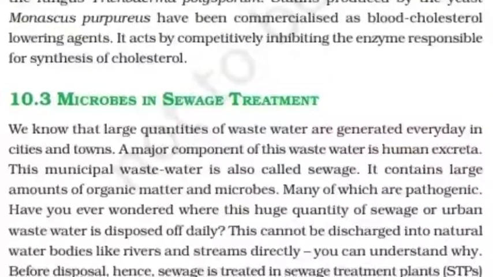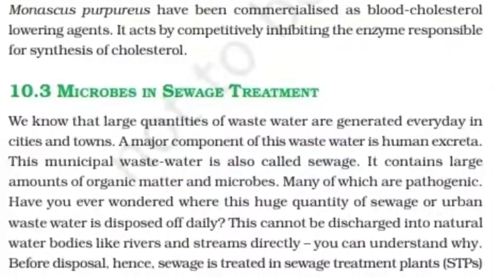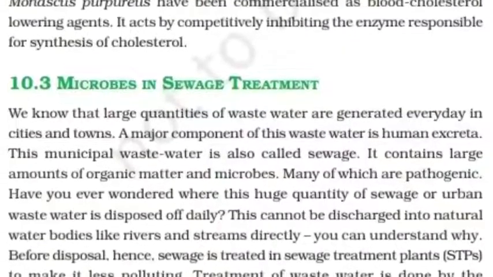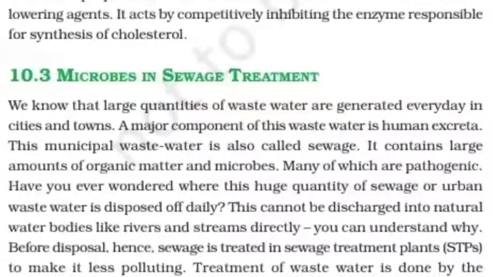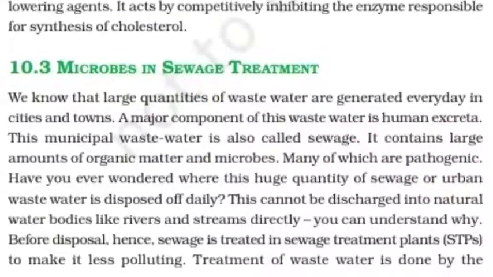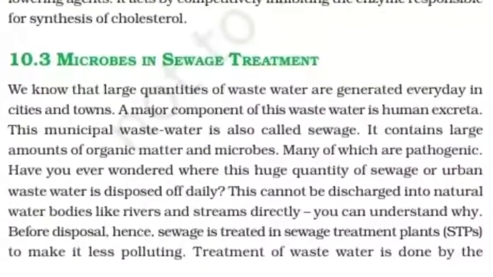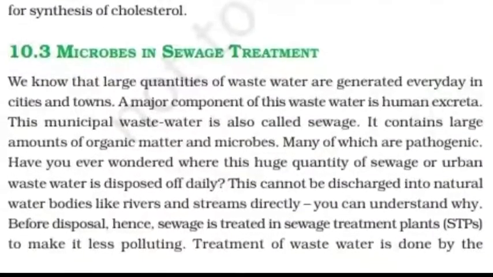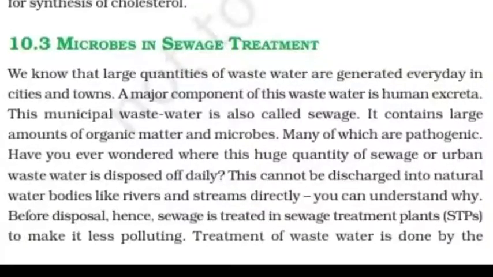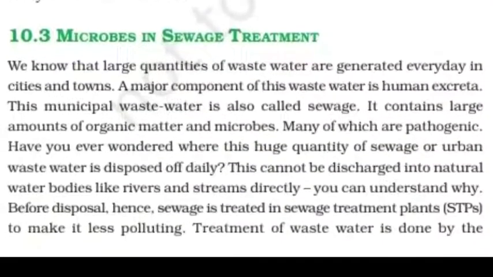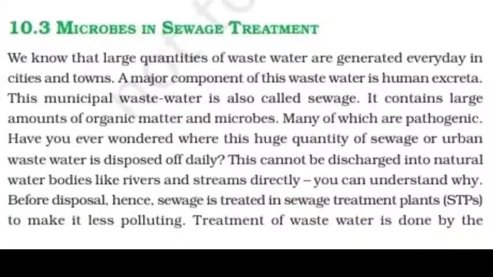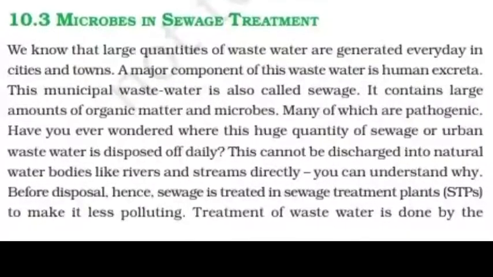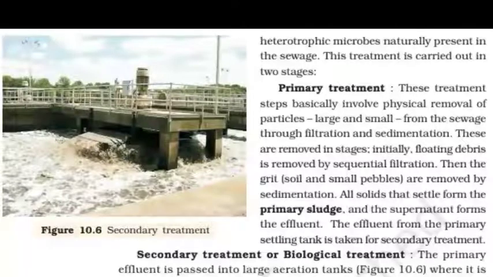Have you ever wondered where this huge quantity of sewage or urban waste water is disposed of daily? This cannot be discharged into natural water bodies like rivers and streams directly. You can understand why. Before disposal, hence, sewage is treated in sewage treatment plants (STPs) to make it less polluting. Treatment of wastewater is done by heterotrophic microbes naturally present in the sewage. This treatment is carried out in two stages.